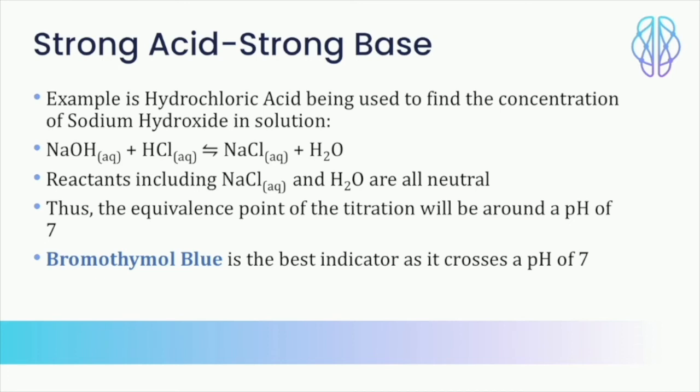In other words, there will be none of this left because it would have reacted with all of the hydrochloric acid that you've added. The best indicator for a strong acid and strong base titration is bromothymol blue, as it crosses a pH of 7, so just remember that.